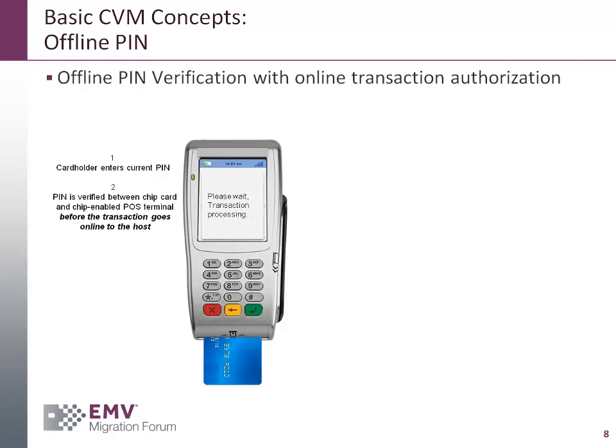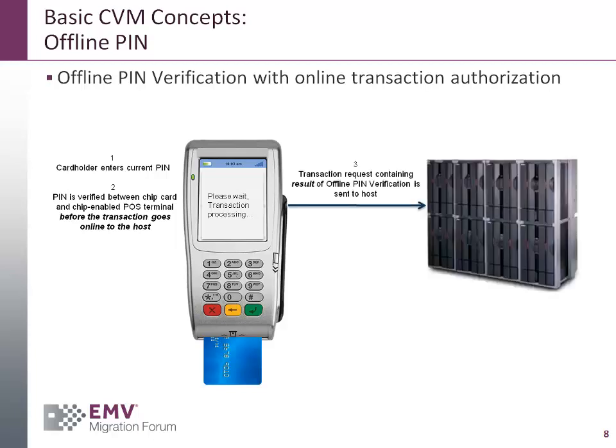Let's say that the cardholder enters the correct PIN and it is verified successfully. When the transaction goes online for authorization, the request will not include the encrypted PIN, but will indicate that offline PIN verification was successful. The host will approve or decline the transaction, taking into consideration the result of offline PIN verification provided by the terminal, and the transaction response will be returned to the terminal.